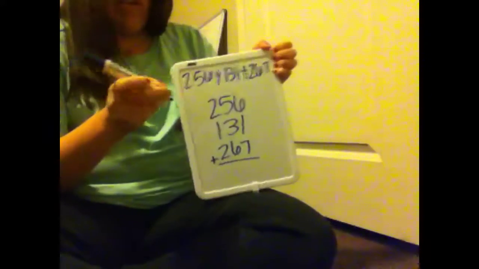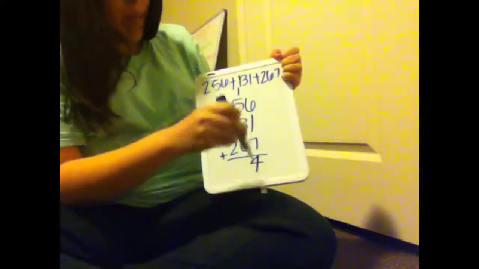Now let's try to do some bigger numbers. Let's do 256 plus 131 plus 267. So we have our 256 plus 131 and 267. So I did it up and down, same problem across and up and down.